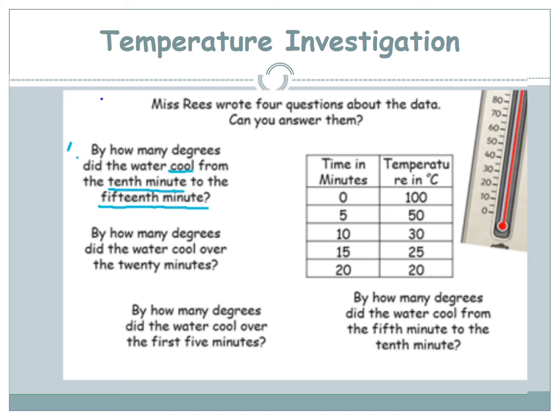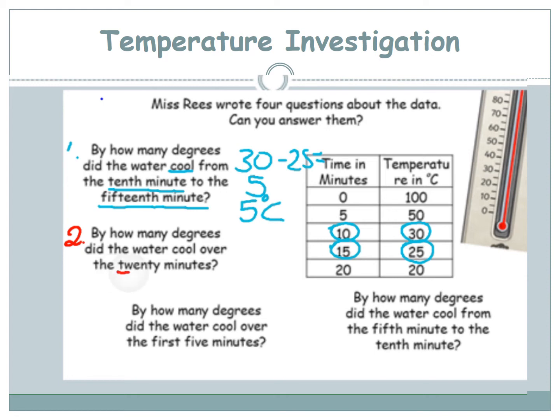So we're going to look at our table and we're going to highlight the 10, which is 30, and then the 15 minutes, which is 25. So we know that 30 subtract 25 equals 5. So your answer is 5 degrees Celsius. Let's look at number 2. By how many degrees did the water cool over the 20 minutes?